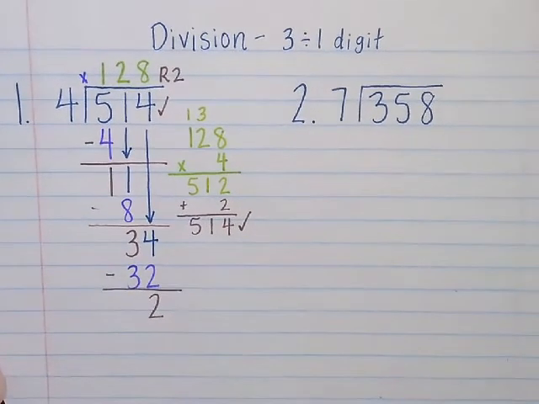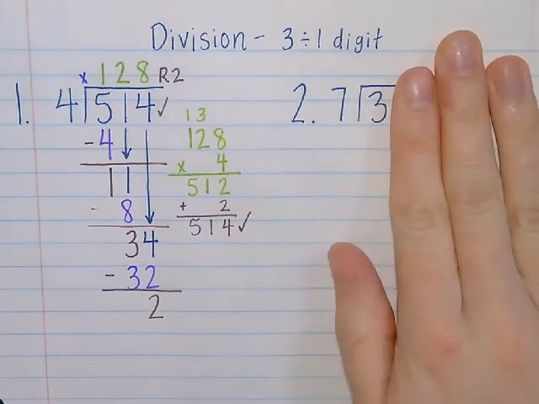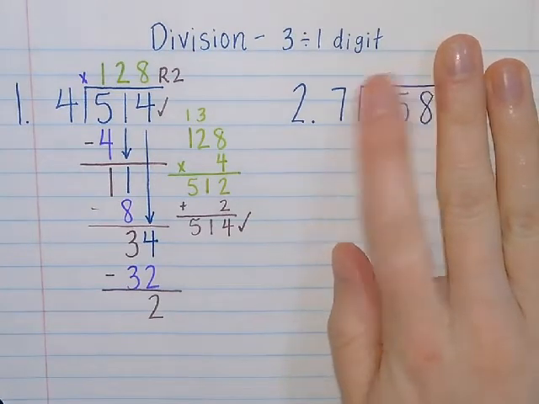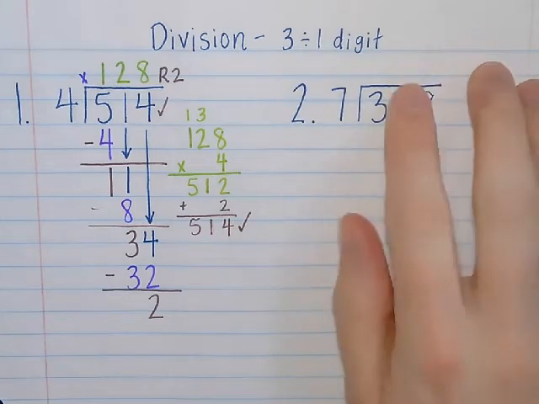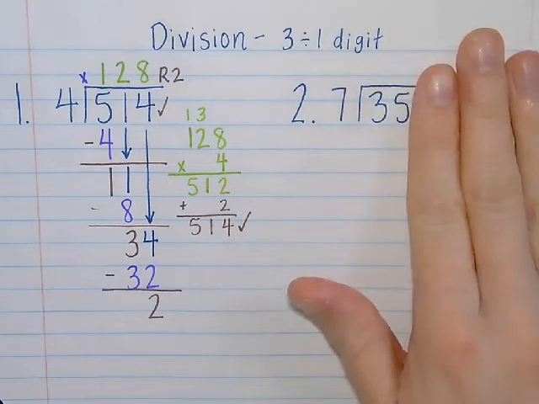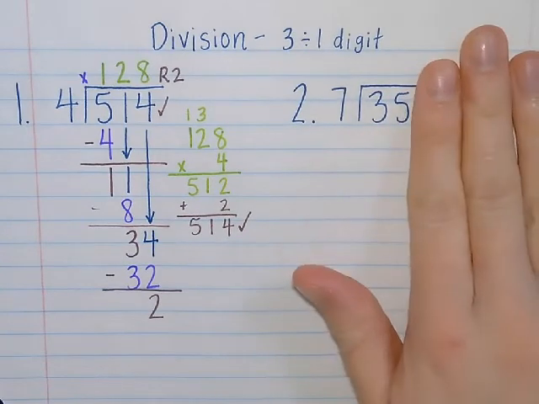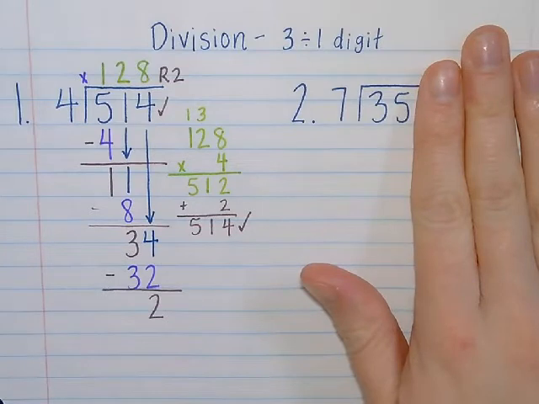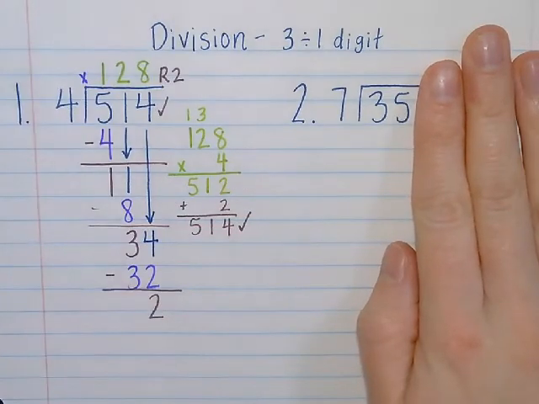All right, let's try one more. Always going to start off the same. Can 7 go into 3? In this case, this cannot go into the first number. So I don't just put a 0 right above that. I open it up to make this a 2-digit number. Can 7 go into 35? I know that 7 can go into 35, but how many times?